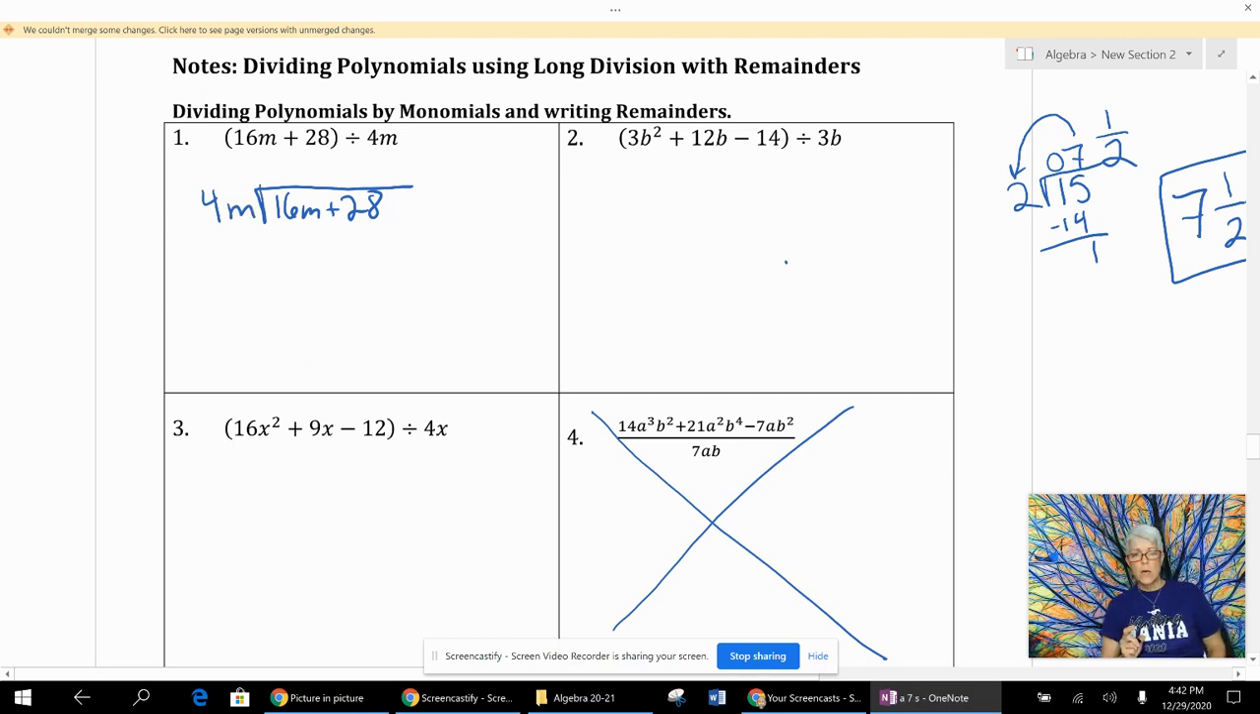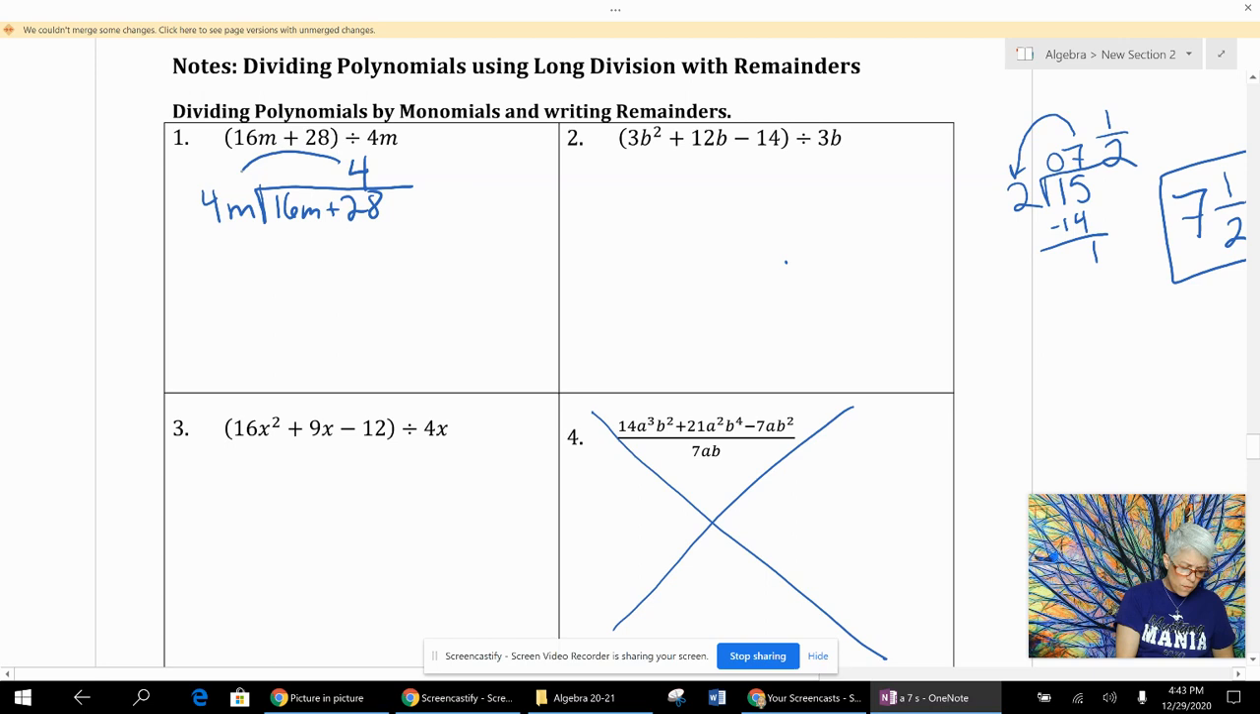That is my monomial. Now remember, whether you have a binomial or trinomial or whatever nomial you have, just look at the first term. So the first term is 16m. 4m goes into 16m how many times? The better way to think of it might be to say 4m times what is 16m? 4. All right, 4. I'm going to put the 4 over the 28 because they are like terms. Don't forget that part.